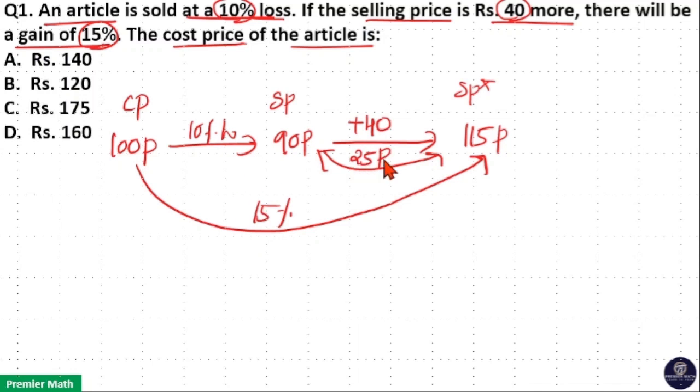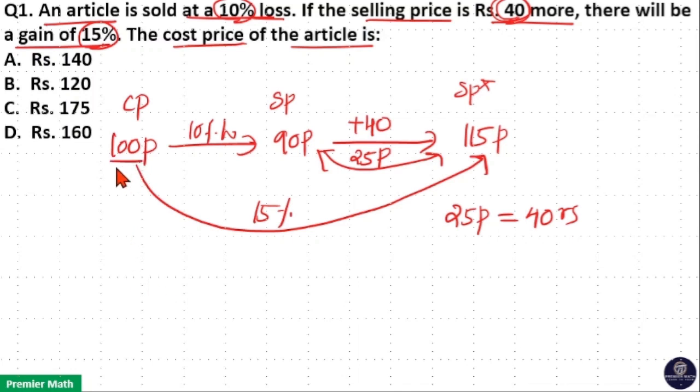That is, this 25 parts actual value is 40 rupees. Because if the selling price is rupees 40 more, there will be a gain of 15%. That is, difference between these two selling prices is 40 rupees. But here it is 25 parts. So 25 part is equal to 40 rupees.